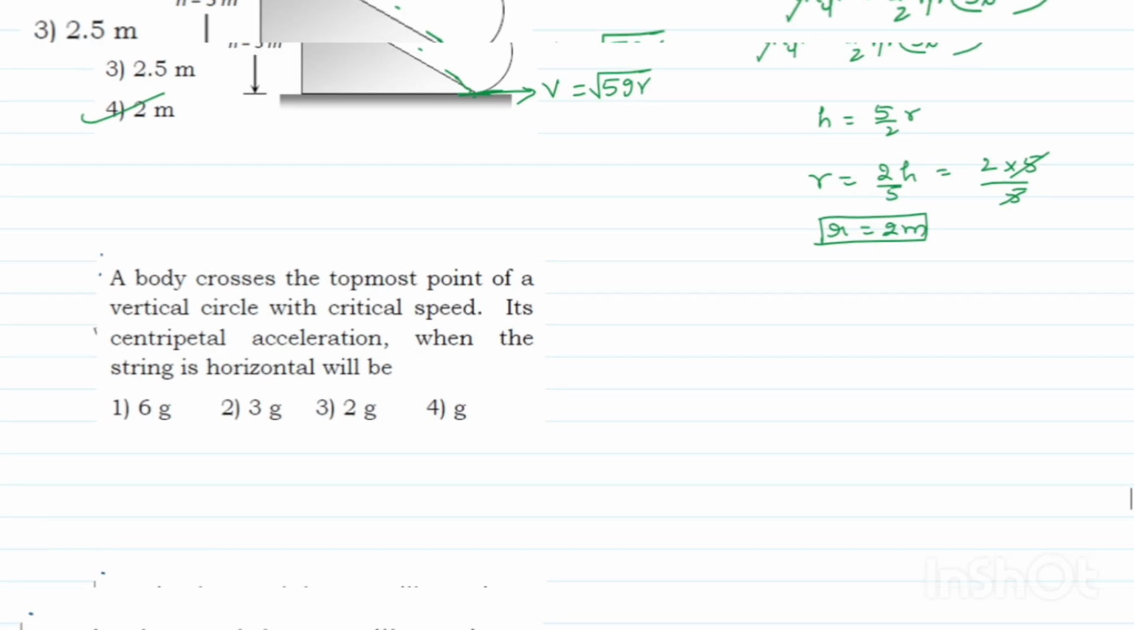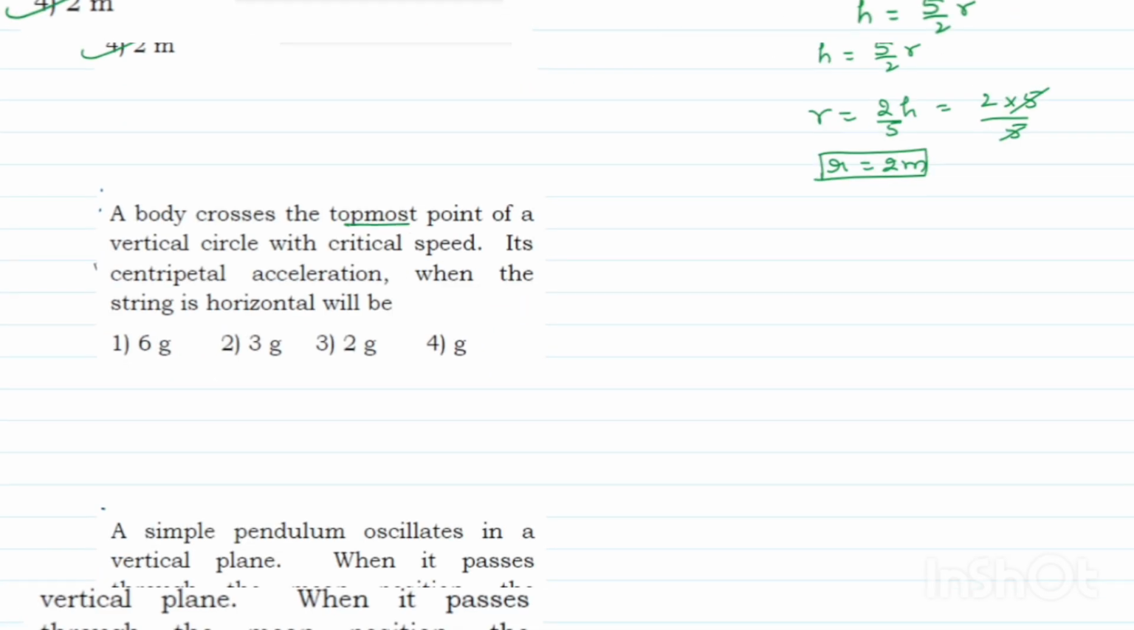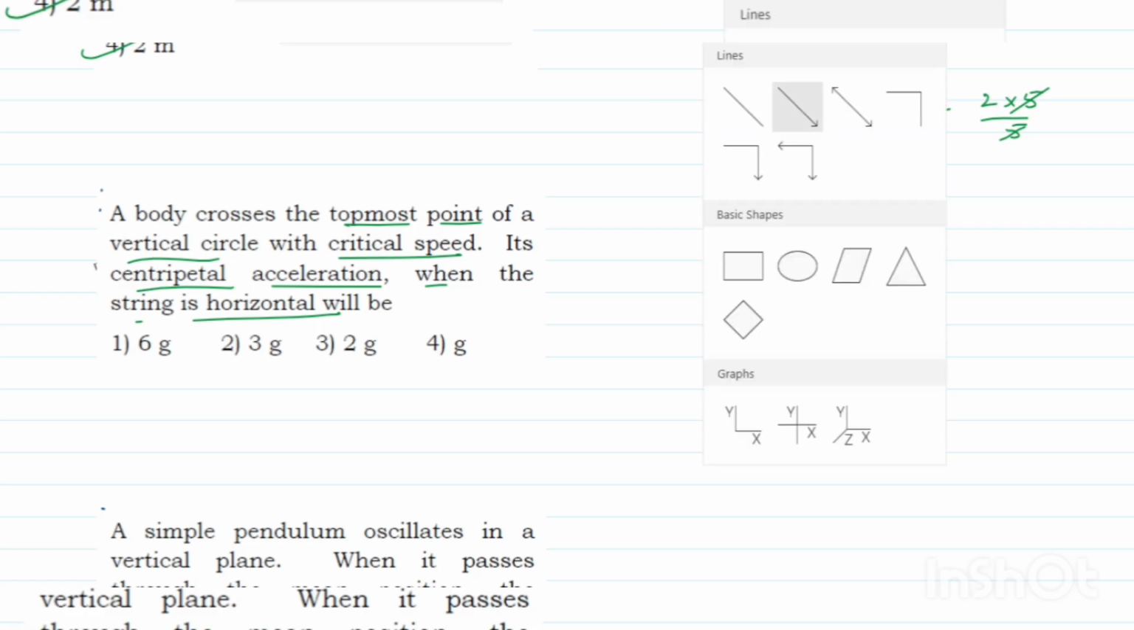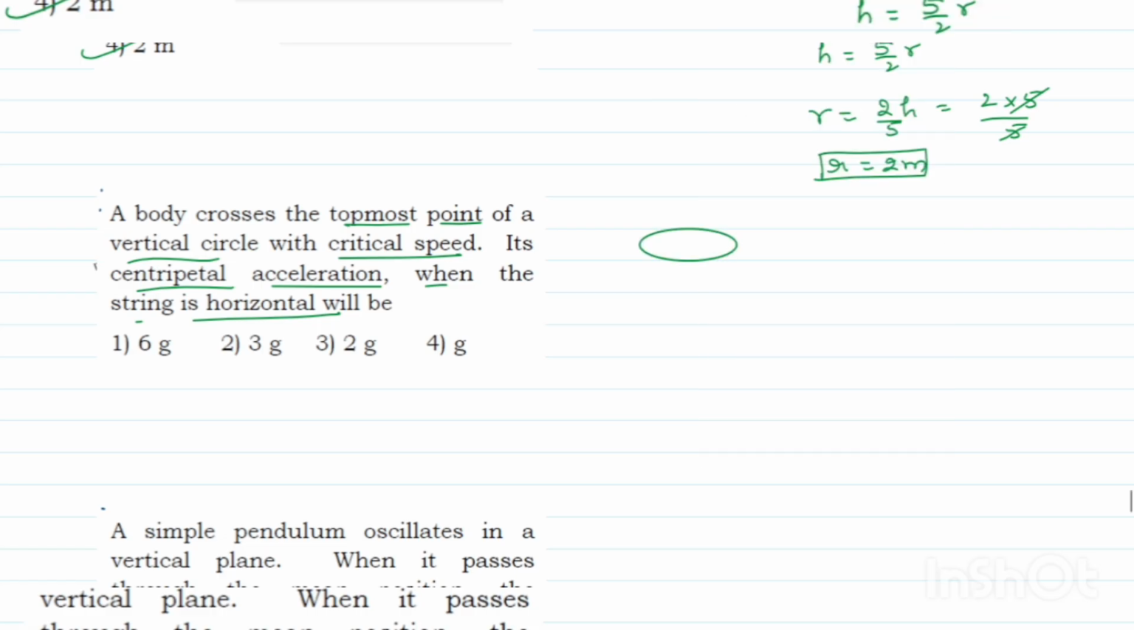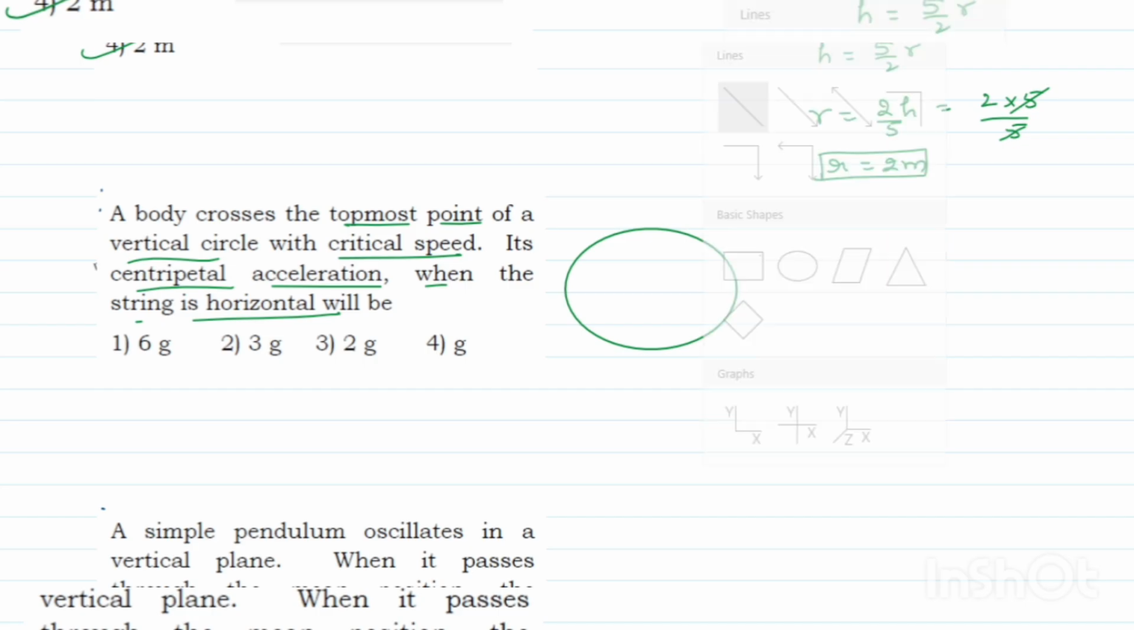Let us see the next question. The next question says a body crosses the topmost point of a vertical circle with a critical speed. They are asking for its centripetal acceleration when the string is at the horizontal position. In the sense, students, suppose this is a string, here it's going to be moving.